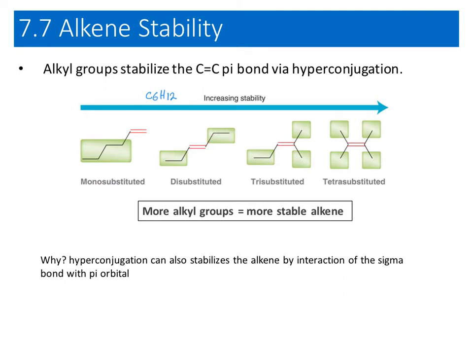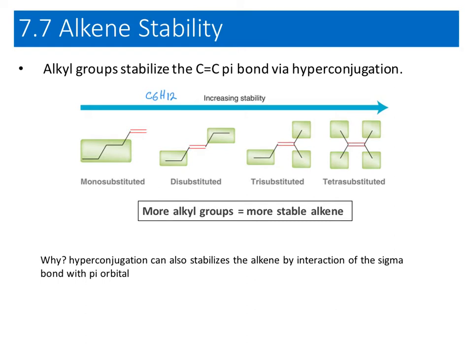When we have 2 groups attached to the double bond, it's a disubstituted molecule. With 3, we have trisubstituted, and then we have tetrasubstituted alkene. Now, the more substituted the alkene, the more stable it would be. So why is that? Basically, it's a similar concept that alkyl groups can stabilize a carbocation by donating electron density. If you remember, we call that hyperconjugation.